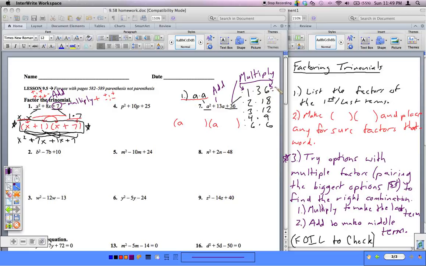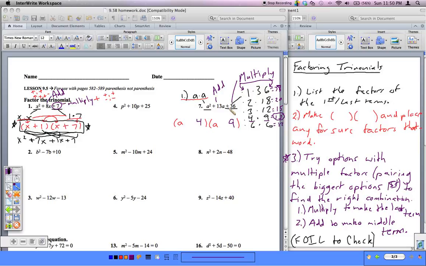These ones, if we added them, would be 38. Or sorry, 37. These ones would be 20. These ones would be 15. These ones would be 13. These ones would be 12. So we see that the correct pairing that adds to make 13 would be 4 and 9, and so that is going to be what goes in on that problem.